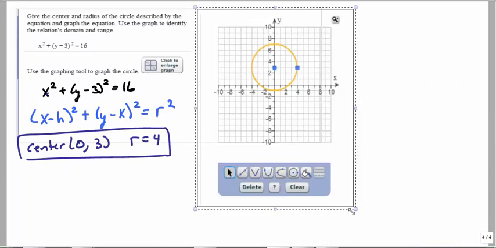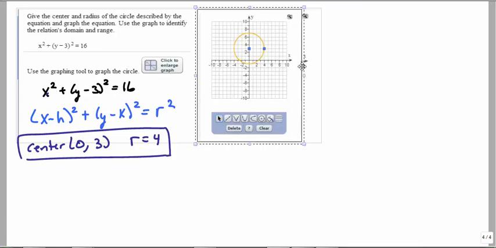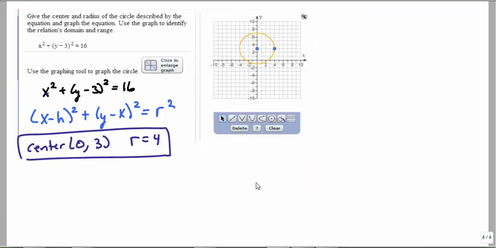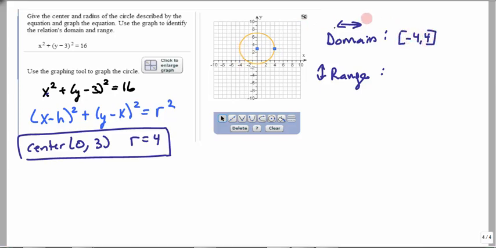I'll just copy up the blank one, pull that one up. Okay, so there's a picture of my circle. Domain. Now remember, domain is horizontal and range is vertical. So our domain here looks like it goes from, here's my center, it goes out 4 units in either direction, so it goes from -4 to +4. And then my range goes down here at -1, and then it comes clear up here to 7. So -1 to 7 would be my range.